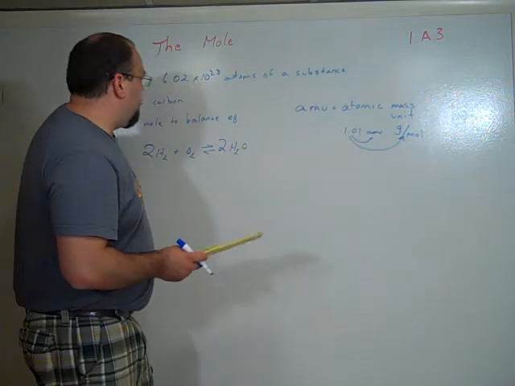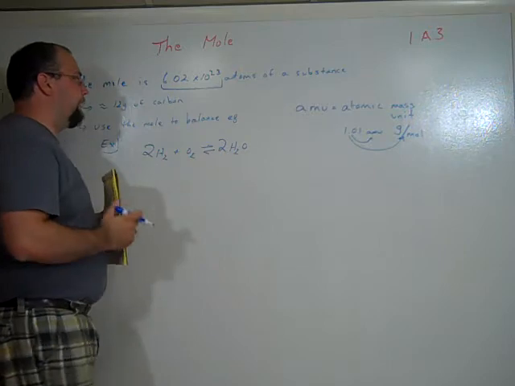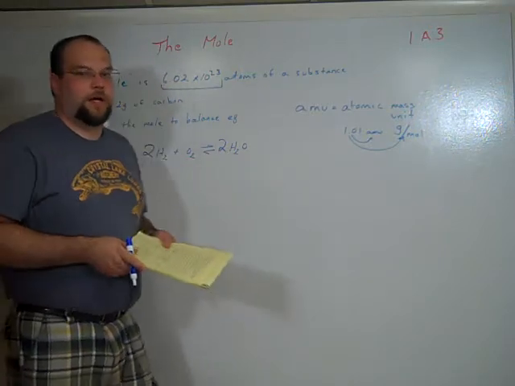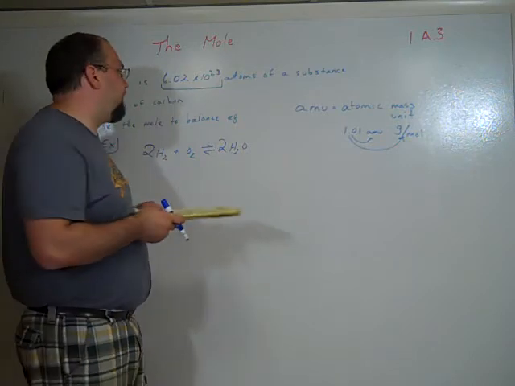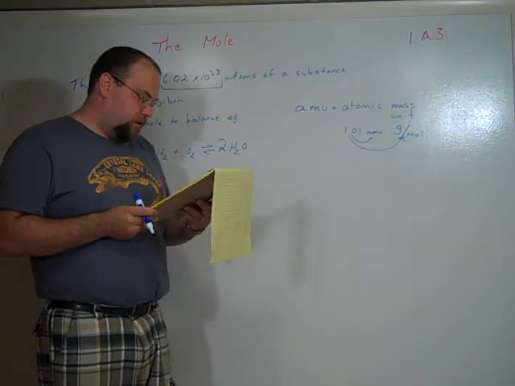Alright, and this is Avogadro's number, 6.02 times 10 to the 23rd. It's going to be very important. We're going to be dealing a lot with Avogadro's number. So you'll have it memorized. You won't have to memorize it, but you'll just have it memorized.